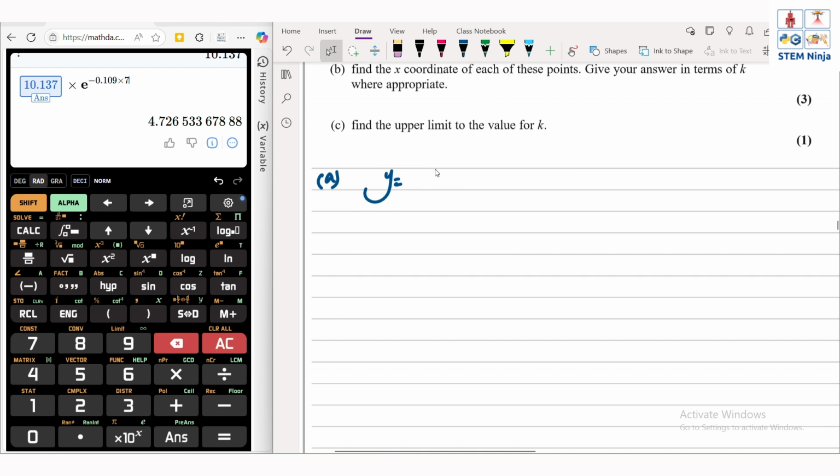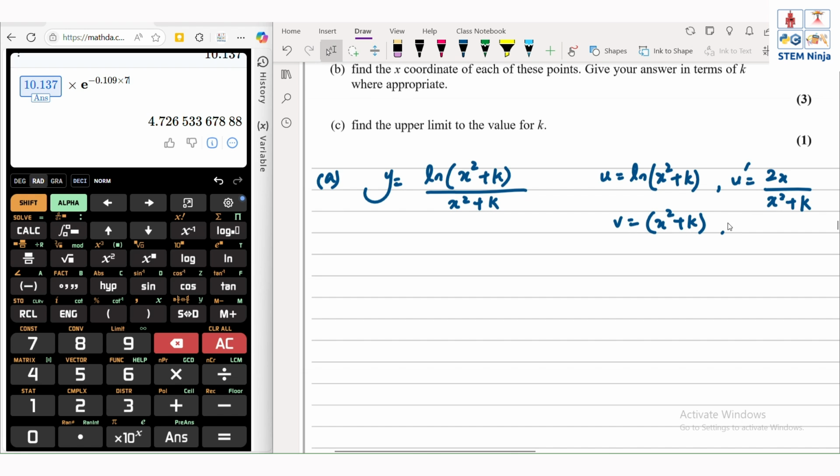So y equals ln(x squared plus k) divided by (x squared plus k). So this is a quotient of two functions. So u is our ln(x squared plus k). u prime would be 2x over (x squared plus k). v is x squared plus k. v prime, just 2x. And v squared, just that squared.